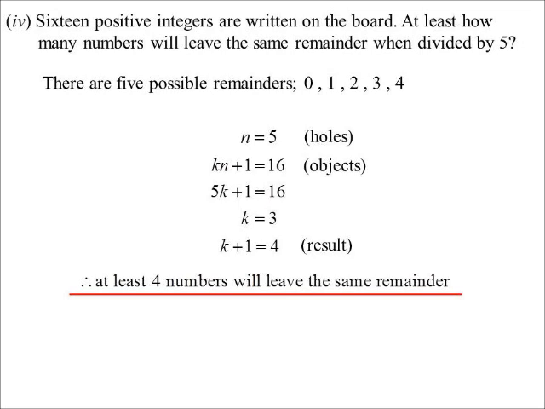So back to our problem. We identified that the number of holes, the possible remainders, was 5. Kn plus 1 was the number of objects we had, 16. From that we can work out k is 3, so we know there must be k plus 1 objects. So k plus 1 leaves us with 4. So we knew there had to be at least 4 numbers that would give the same remainder.